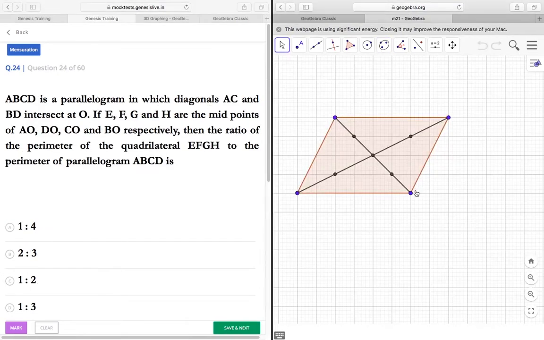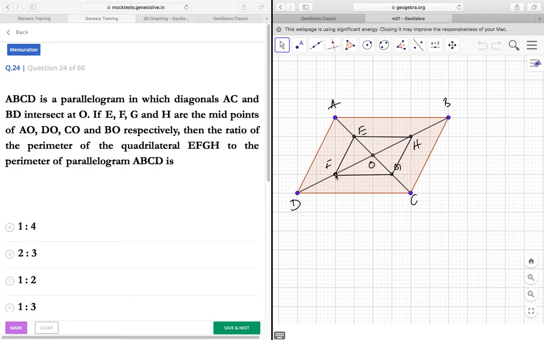Next. Read the question. ABCD is a parallelogram in which diagonals AC and BD intersect at O. E, F, G, H are the midpoints of AO, DO, and so on. Okay, doesn't matter. And then the ratio of the perimeter of this small quadrilateral, joining the midpoints, to that of the bigger one. All right, now observe, we have done already something like this.